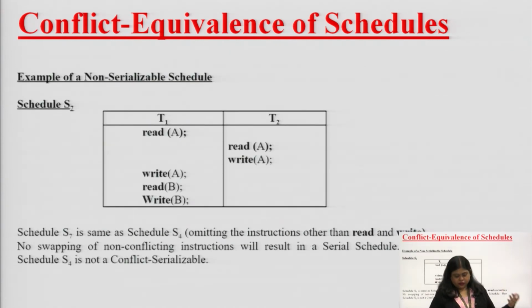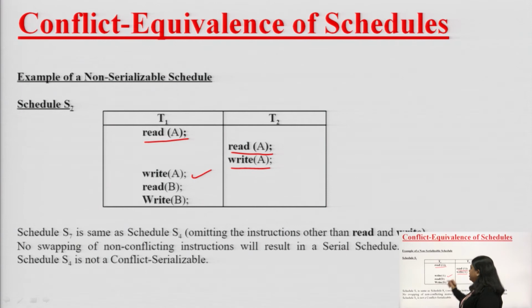Now, let us take one more example. In this example, you can see this is S7. Over here we are having read A, then we came to transaction T2, where we are having read A and write A, then we are having a write A followed by read B and write B, right. So, do you think we can convert them into an equivalent serial schedule, right? Can we convert that?